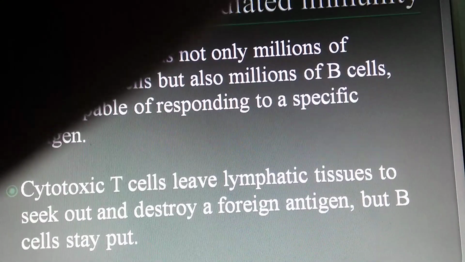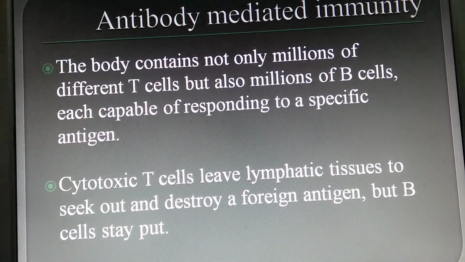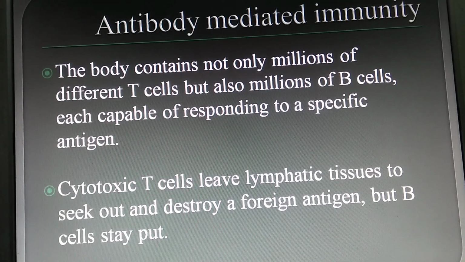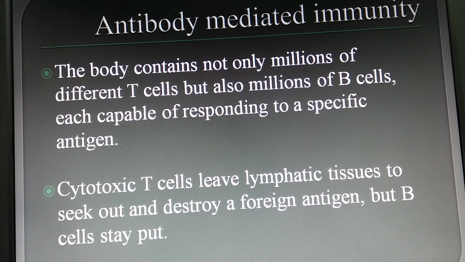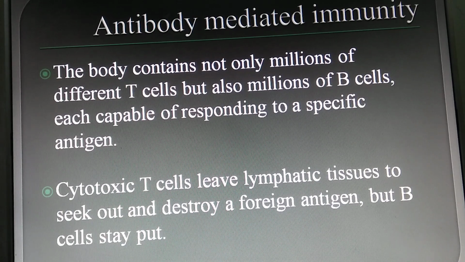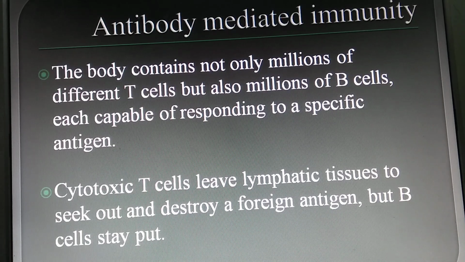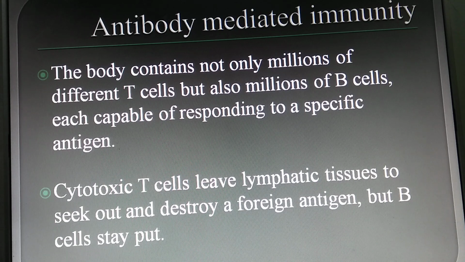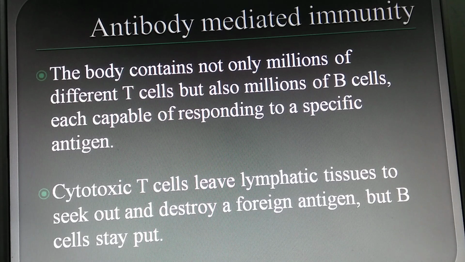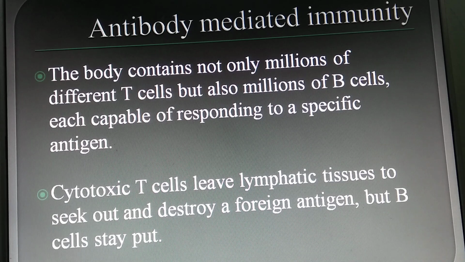Now, antibody mediated immunity. The body contains not only millions of different T cells but also millions of B cells, each capable of responding to a specific antigen. Cytotoxic T cells leave lymphatic tissues and seek out and destroy a foreign antigen, but B cells stay put. So there is a slight difference between the functioning of T cells and B cells. The similarity is that there are millions of B cells and T cells in the body.